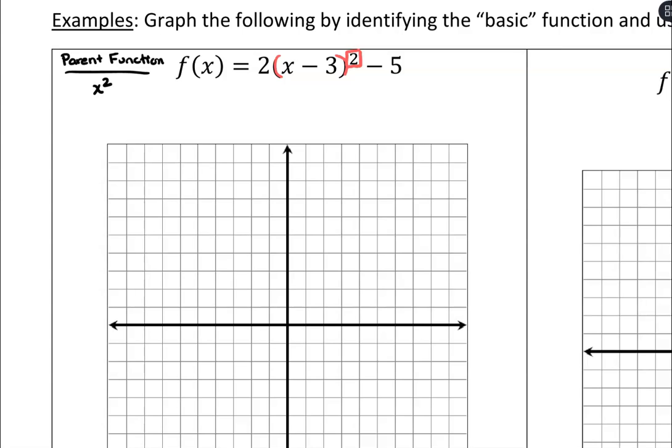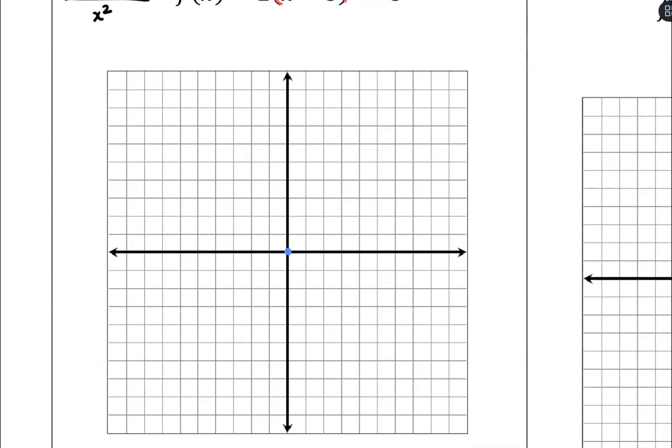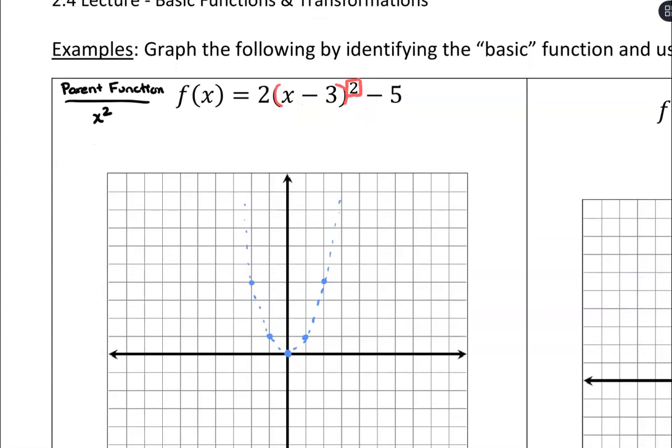So what I could think of is, before looking at any of the numbers, because I have this base with x in it and that exponent of 2, my parent function is going to go 0, 1 1s, and 2 4s. That right there, and we could graph even more, but really we just need to follow a few coordinates. But that right there is going to be the start of our function.